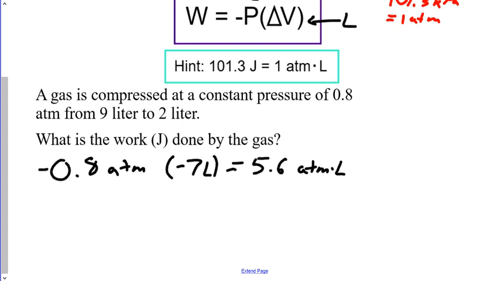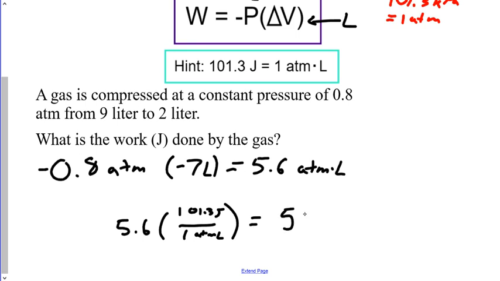And then we can use that relationship between joules and atmosphere liters to convert this value into joules. For every 1 atmosphere liter, there is 101.3 joules of energy. So 5.6 times 101.3, which means the total energy to compress this system is 567.3 joules.